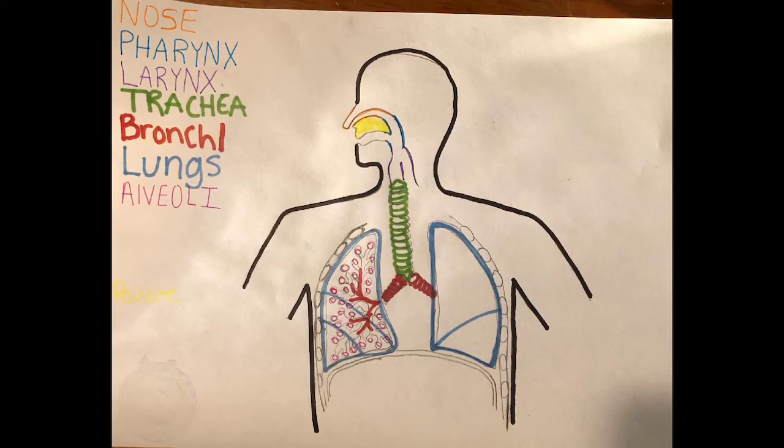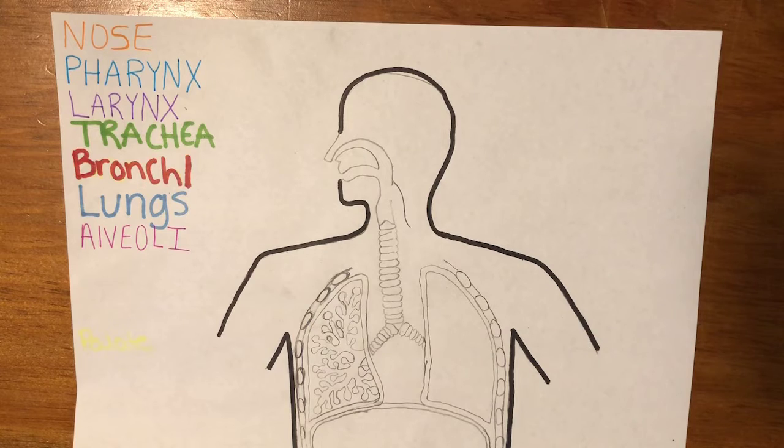Today I'm just going to be going over the respiratory system diagram. So the organs of the respiratory system include the nose, the pharynx, the larynx, the trachea, the bronchi and the smaller branches, the lungs, and the alveoli. Gas exchange within the blood only happens in the alveoli, and the other organs are passageways that allow the air to reach the lungs.